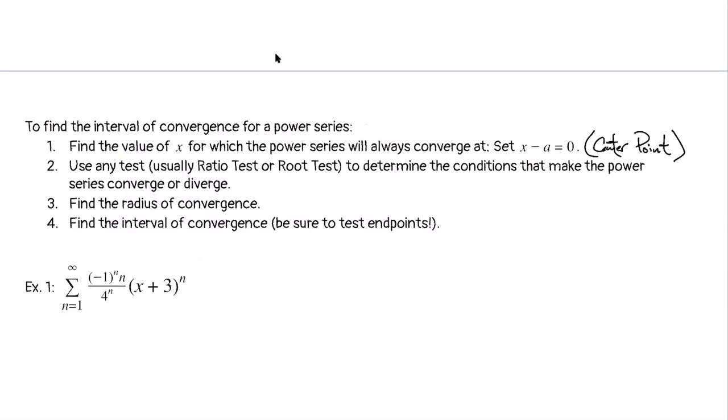Then we're going to use any test that we have in our repertoire, but usually the ratio test or the root test. And we're going to use that test to determine the conditions that make the power series converge or diverge. From there, we'll be able to find the radius of convergence, and then we'll make sure to find the actual interval of convergence, okay? And we want to be sure to test the endpoint.